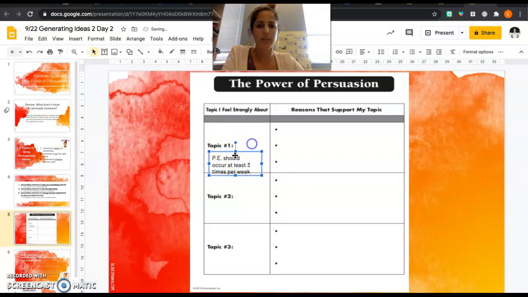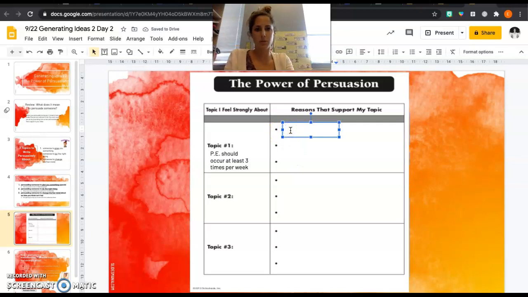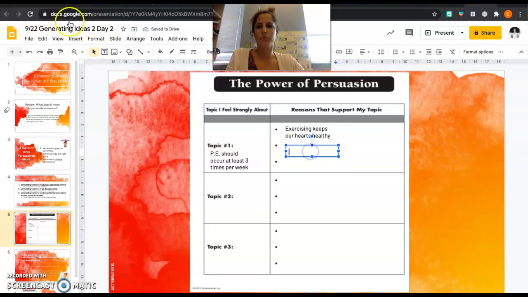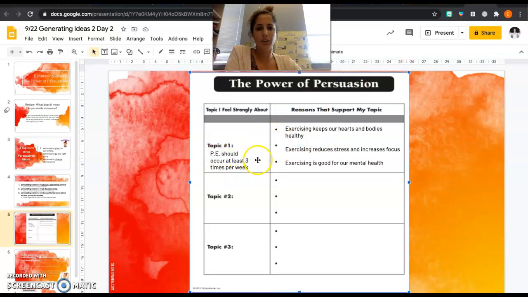Okay. And then I had my examples from yesterday, which were exercising keeps our hearts healthy. I'm just going through this quick. Keeps our hearts and bodies healthy. Okay, so I have PE should occur at least 3 times per week, and I have my 3 reasons that support that. Exercising keeps our hearts and bodies healthy. Exercising reduces stress and increases focus, and exercising is good for our mental health. Those are 3 strong reasons that support it.